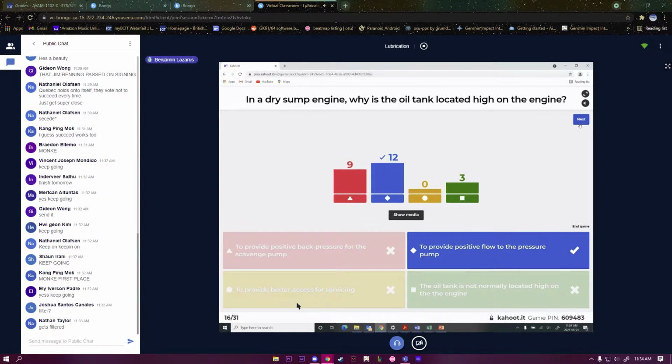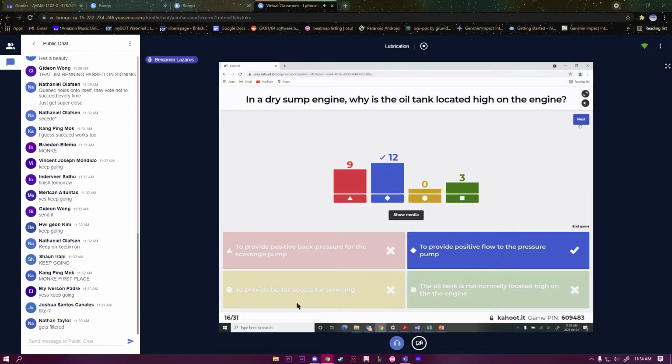Back pressure for the scavenge pump. I'm not sure why people would choose that. We don't really care about back pressure on a pump. You can have an open hose. We want to provide positive flow to the pressure pump. Remember I talked about pumps pushing better than they pull?